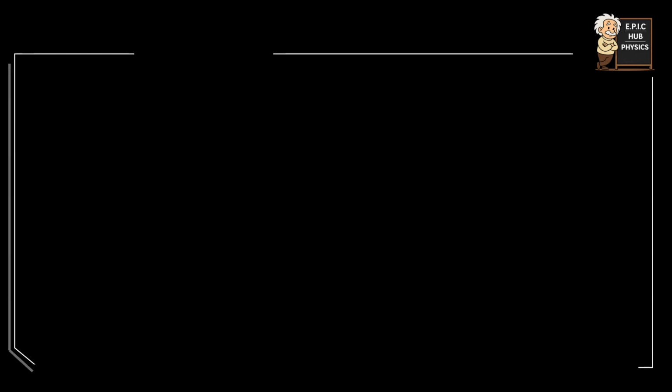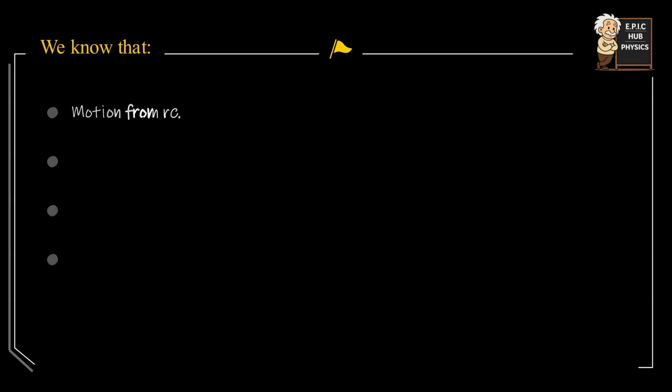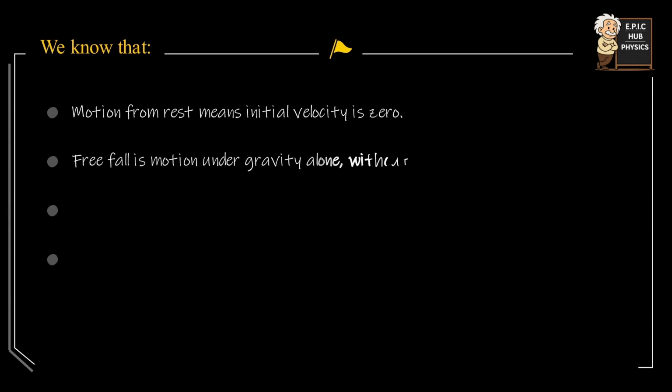This question tests our understanding of how displacement changes with time during freefall. So what do we already know? We know that when an object is dropped from rest, its initial velocity is 0. Freefall means the object is moving under the influence of gravity alone, with no air resistance acting on it.